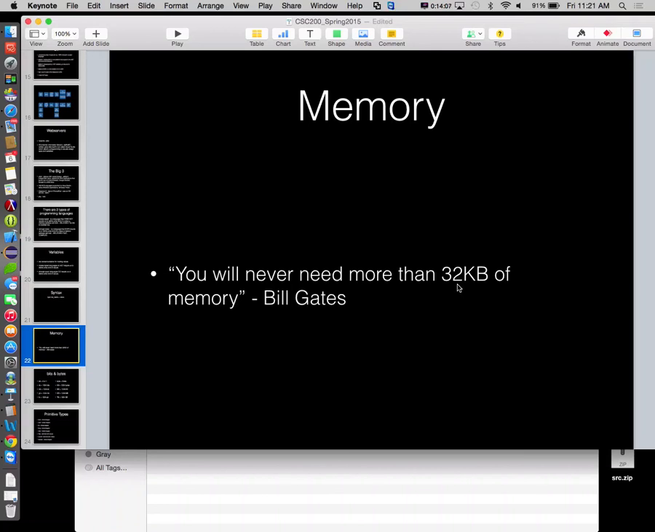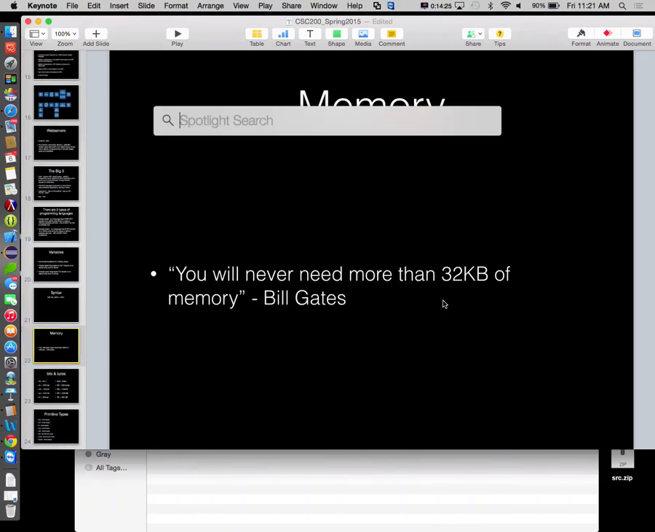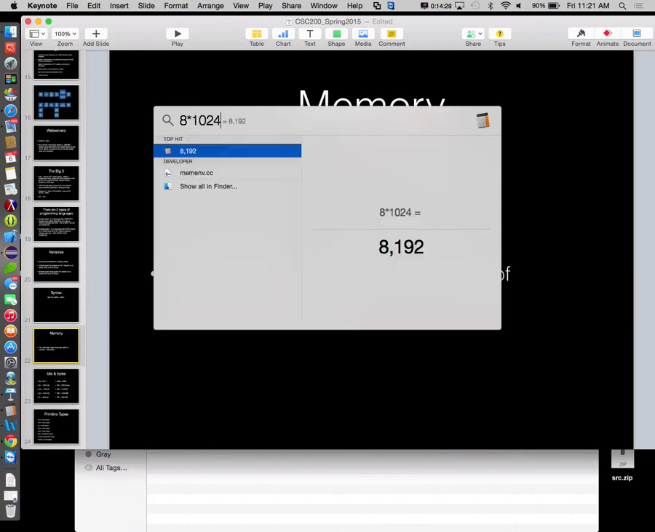So memory is the amount of RAM. Hard drive space is usually the bigger number. You have a 2 terabyte hard drive or something like that. Okay, so 32 kilobytes is what Bill Gates said we'll never need more of. And we have 8 gigabytes today. So that's 8 times 1,024, that's in megabytes, times 1,024, that's in kilobytes.